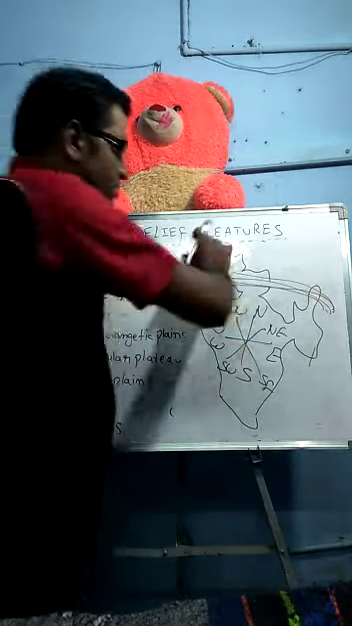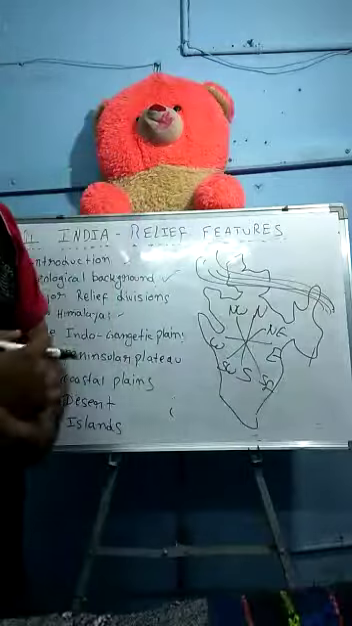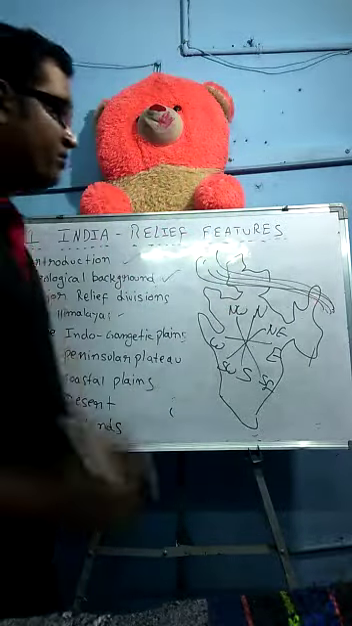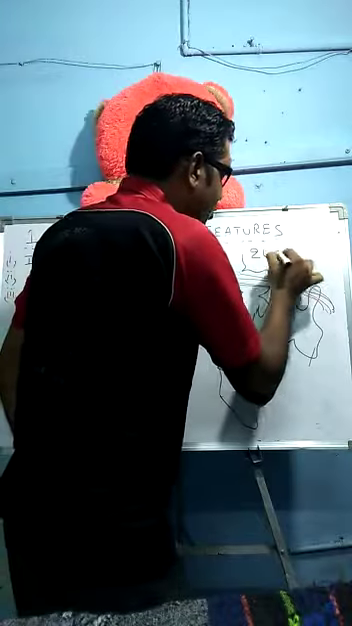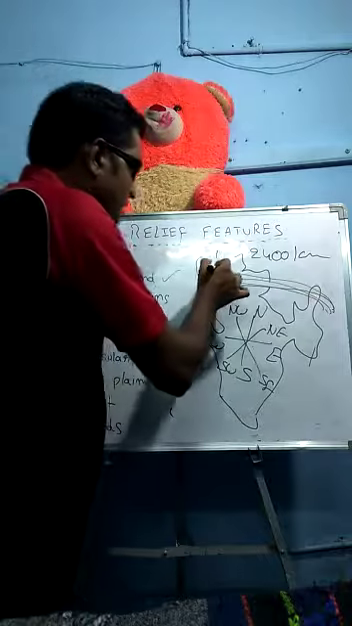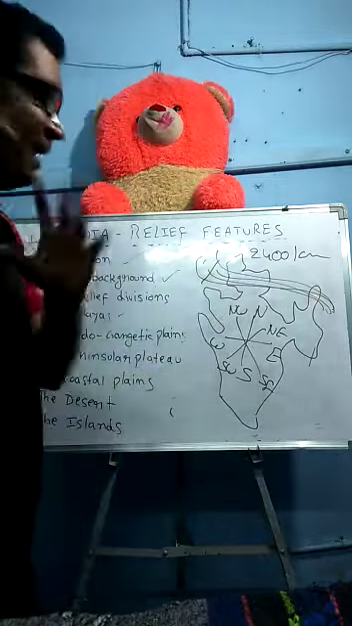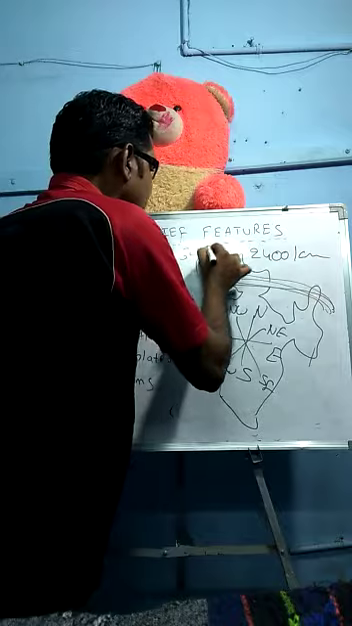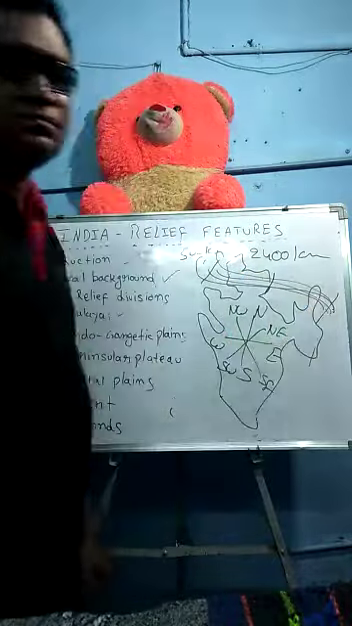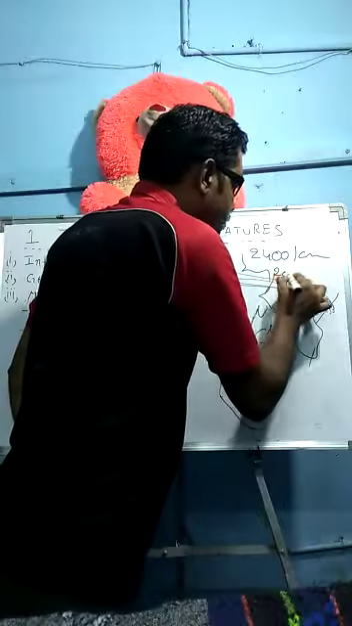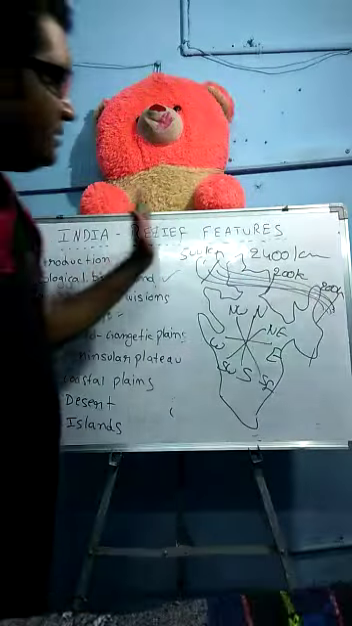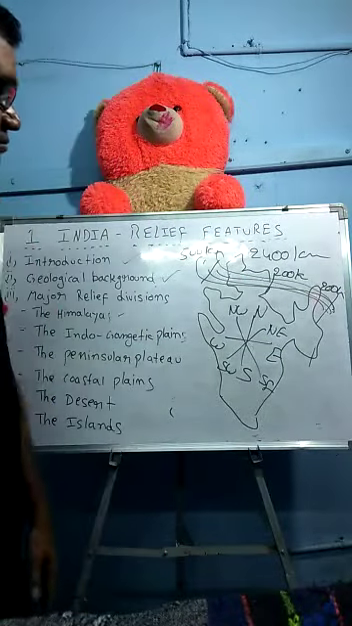Okay, the shape of the Himalayas is an arch model. The total length of the Himalayas is 2400 kilometers. The width on the northwest side is 500 kilometers in the middle, and on the north east side 200 kilometers. These are the details of the Himalayas.